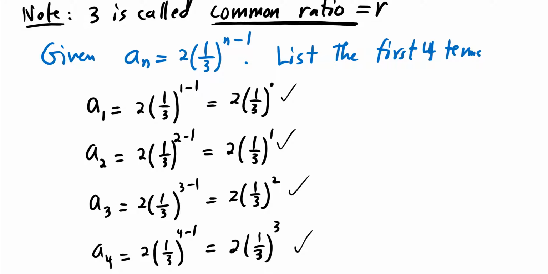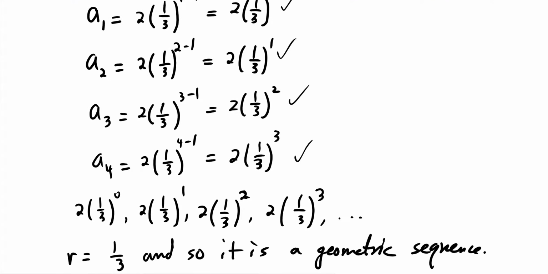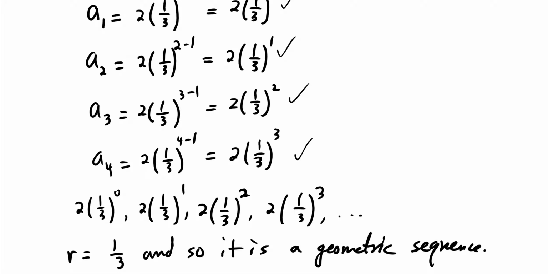Notice, what do you notice about these? The reason I did not simplify is because if you list them out like this in the last line, do you notice the pattern? Every time they multiply by 1/3, 1/3, 1/3. That gives us a common ratio here of 1/3. That's the pattern that we see. So here R is equal to 1/3, and so it's called a geometric sequence.